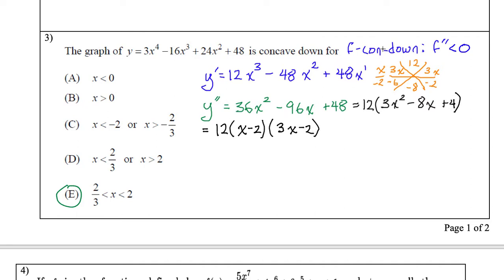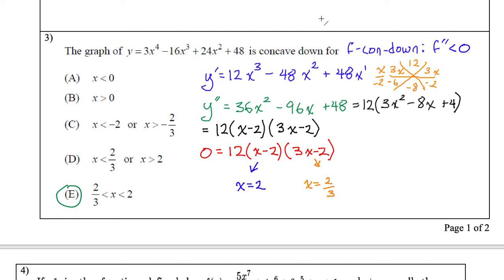Now I need to set it equal to 0, and then I will find the possible inflection points, but mainly I need to see where it's concave down, so I do need to set this equal to 0. So coming down here, let's switch to, what color have I not used? Red. 0 is now going to be equal to 12 times x minus 2 times 3x minus 2. 12 can never be 0, but using the zero product property, I know that this will give me a possible inflection point of x is equal to positive 2, and this will give me a possible inflection point of x is equal to positive 2/3.